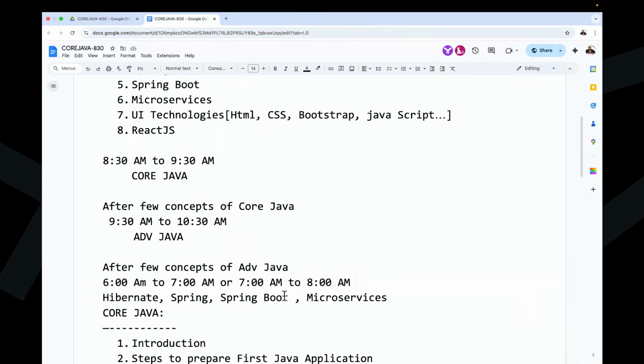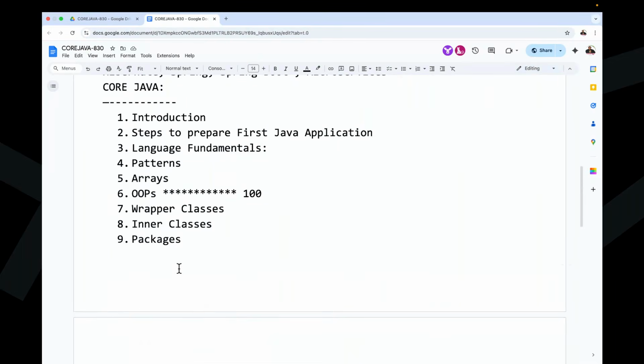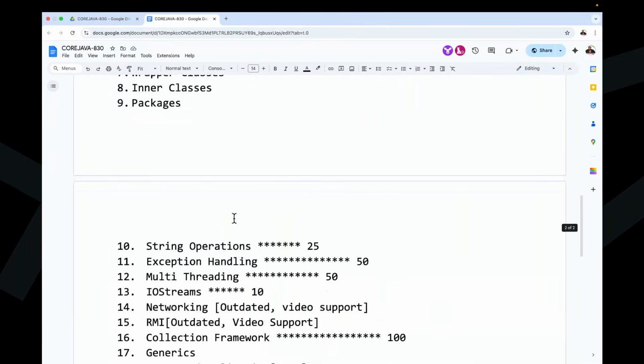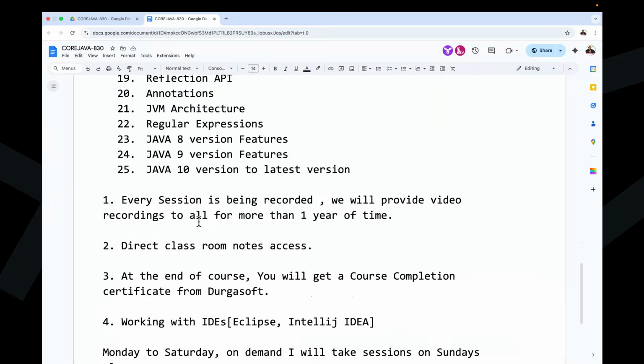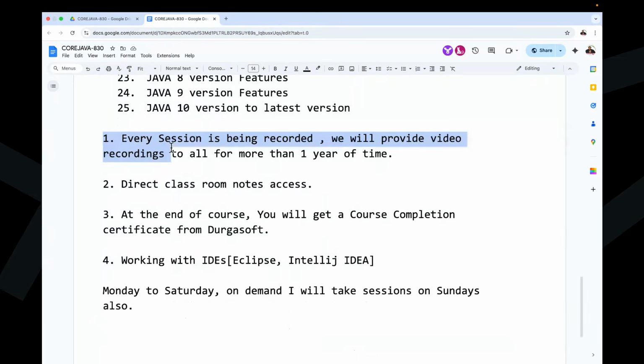The core Java syllabus I covered here, so many concepts, almost all, up to the latest version, so we are able to get complete information. Then the advantage of this course: every session is a recorded session. Every session's recording you are able to get from our classes, including the Friday class and today's class. After this, direct classroom notes access is available. At the end of the course, you will get a course completion certificate from Durgasoft.